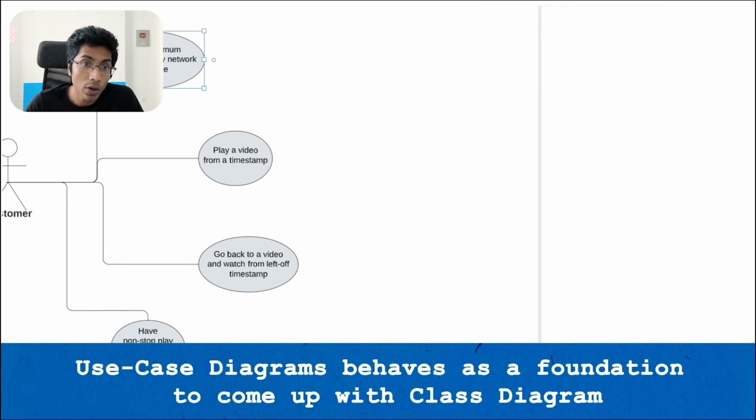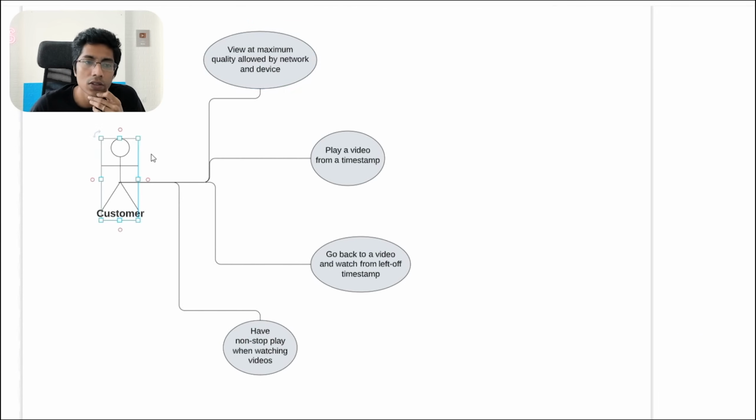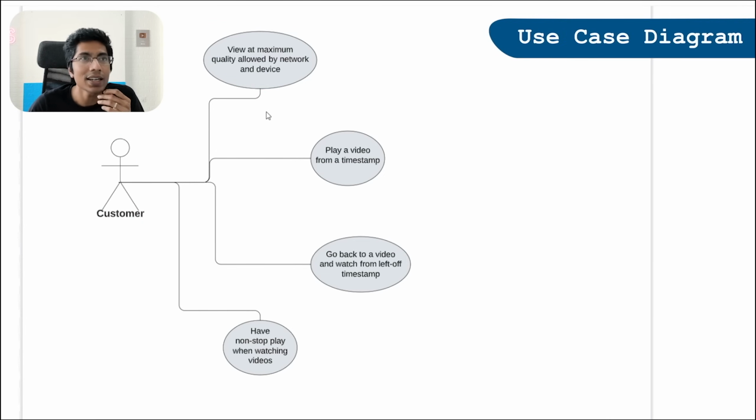The next step is to convert these requirements into classes and objects. This is where things usually go wrong. When you look at the use case diagram, right, it looks like everything is to do with the customer. View at maximum quality allowed by network and device. But is the customer actually doing that? Is the customer saying that, please give me the best quality video? No, that is obvious. That part is obvious.